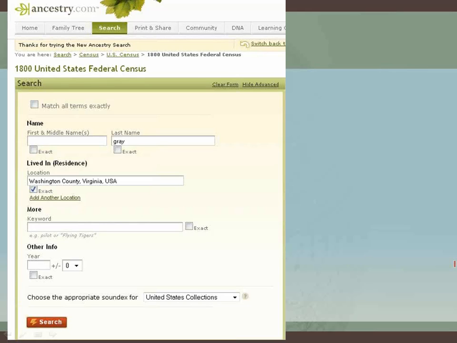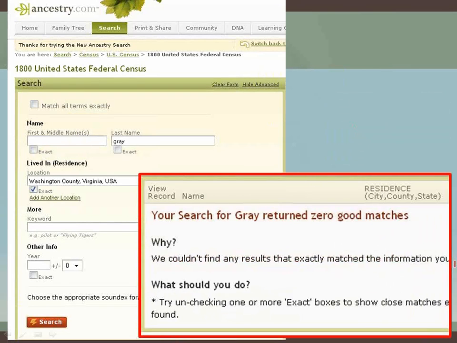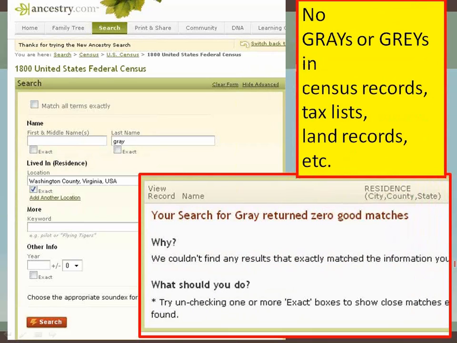Tax lists, census records, property listings in other counties. So look for the types of records that give you an idea of who else with that name would have been living in that area. I searched and it found 0 good matches in Washington County, Virginia at that time. There were no Grays with alternate spellings, an A or an E, in those census lists, in the tax lists I looked in the area, in the land records.